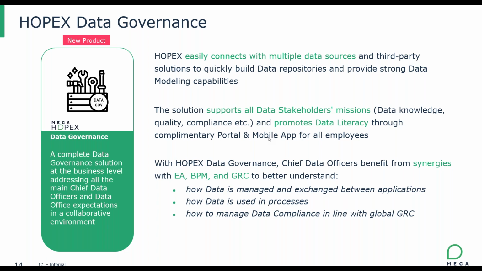For us at Mega, having data governance within the EA repository was a no-brainer. We really think that the chief data officers will always benefit from the synergy from enterprise architecture, business process management, and GRC. Understanding how data is managed and exchanged between applications, where it's stored, what kind of repository manages the client information, the prospect information. All of that must be understood. Then how data, of course, is used in processes. And of course, how data compliance is managed in line with global risk management.